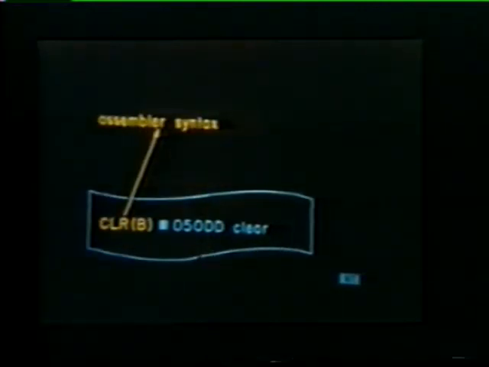Finally, there's a mnemonic of the instruction itself, which is used in the assembler. In this case, CLR specifies a clear instruction. Notice that it's followed by a B in parentheses. When using a word instruction, type only CLR. On the other hand, when using a byte instruction, type the mnemonic CLRB. However, don't use the parentheses.